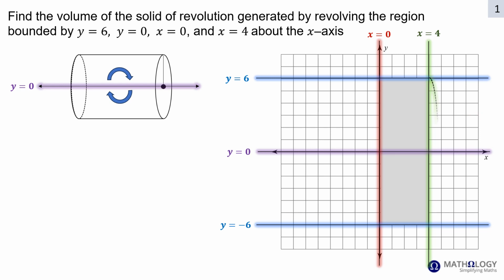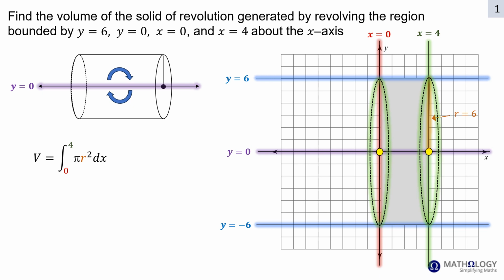Each cross-sectional cut is a circle with a center that lies on the x-axis and has a radius of 6. So the radius of each of these cross-sections is therefore 6 units. Now the area of each cross-section is the area of a circle, which is pi r squared. And since the radius is 6, the area of each cross-section is pi times 6 squared, or 36 pi. Now the infinite sum of all of these cross-sectional areas between x equals 0 and x equals 4 will give the volume of the solid.